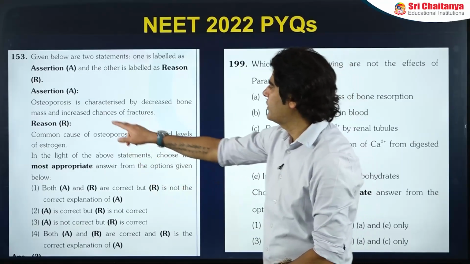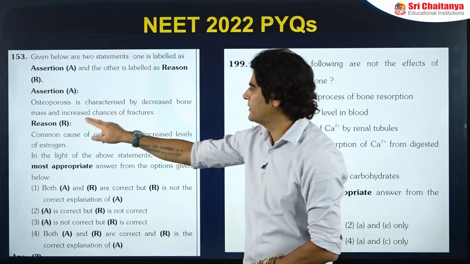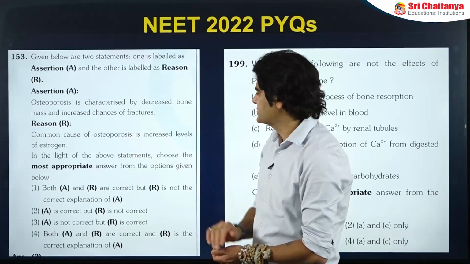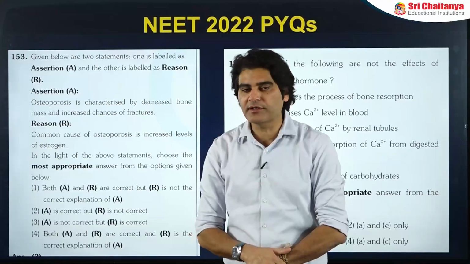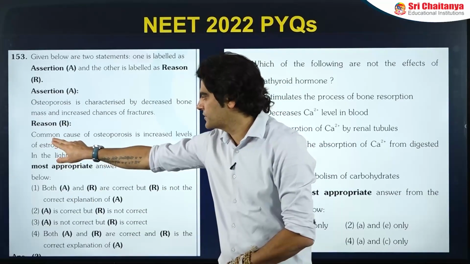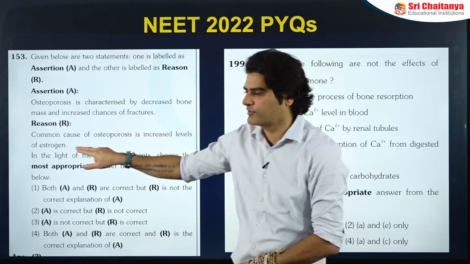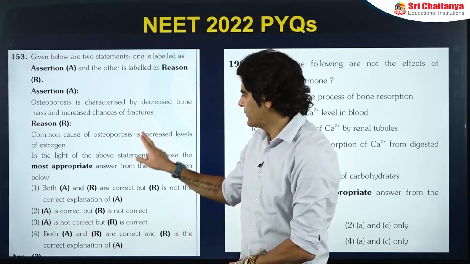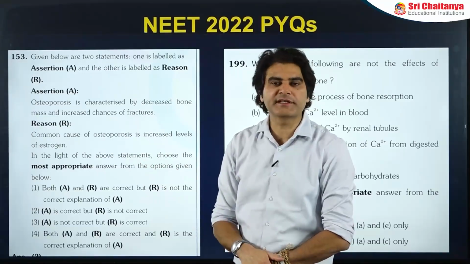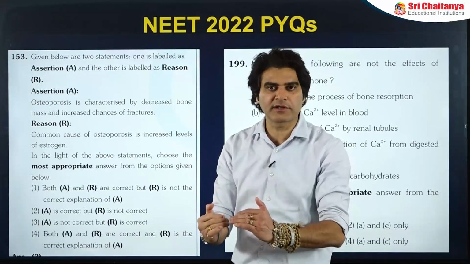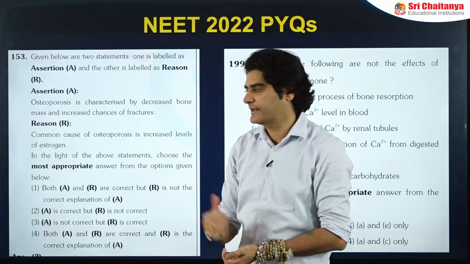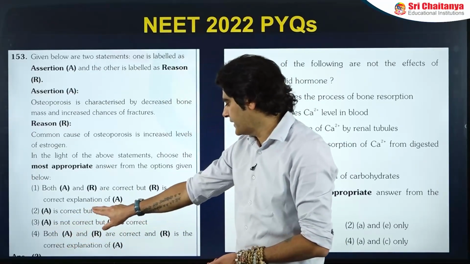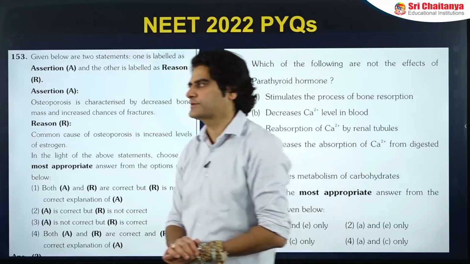So here if we see, osteoporosis is caused by decreased bone mass and increased chances of fracture. That is right, correct statement. Common cause of osteoporosis are increased level of estrogen. That would be wrong, because the correct line should be common cause of osteoporosis is increased level of parathormone, PTH, or decreased level of estrogen. For estrogen it should be decreased, for parathormone it should be increased. Both these factors will be responsible for low level of calcium in the body or in the bones, and hence osteoporosis. So here statement A is correct, but R is not correct. Second option is our answer.